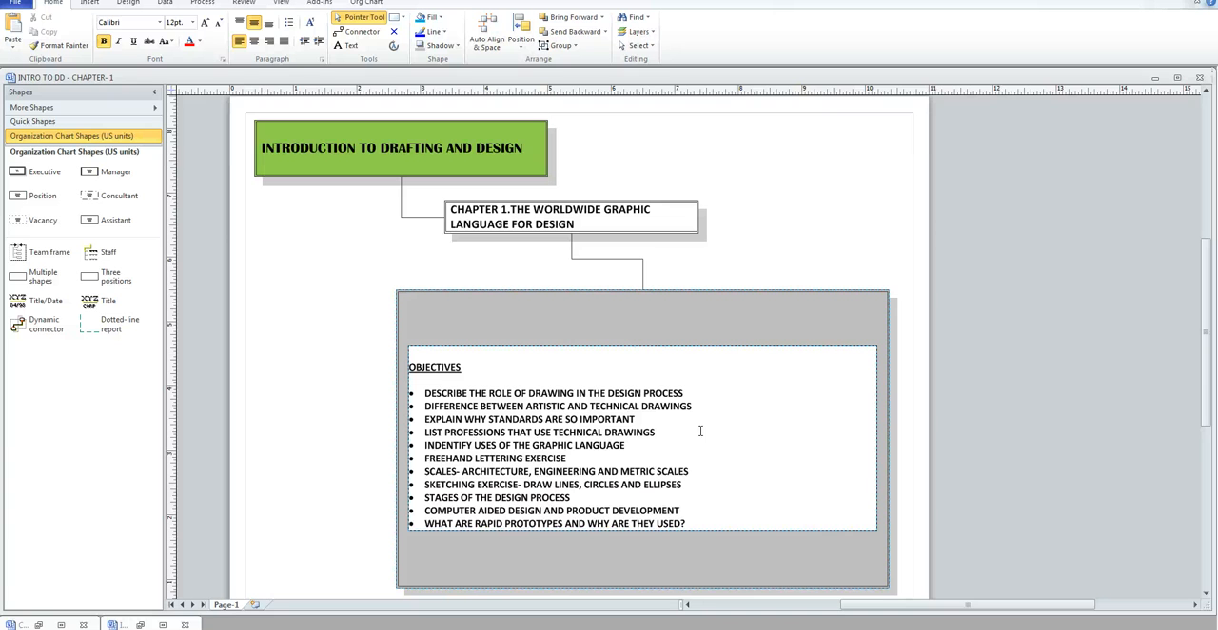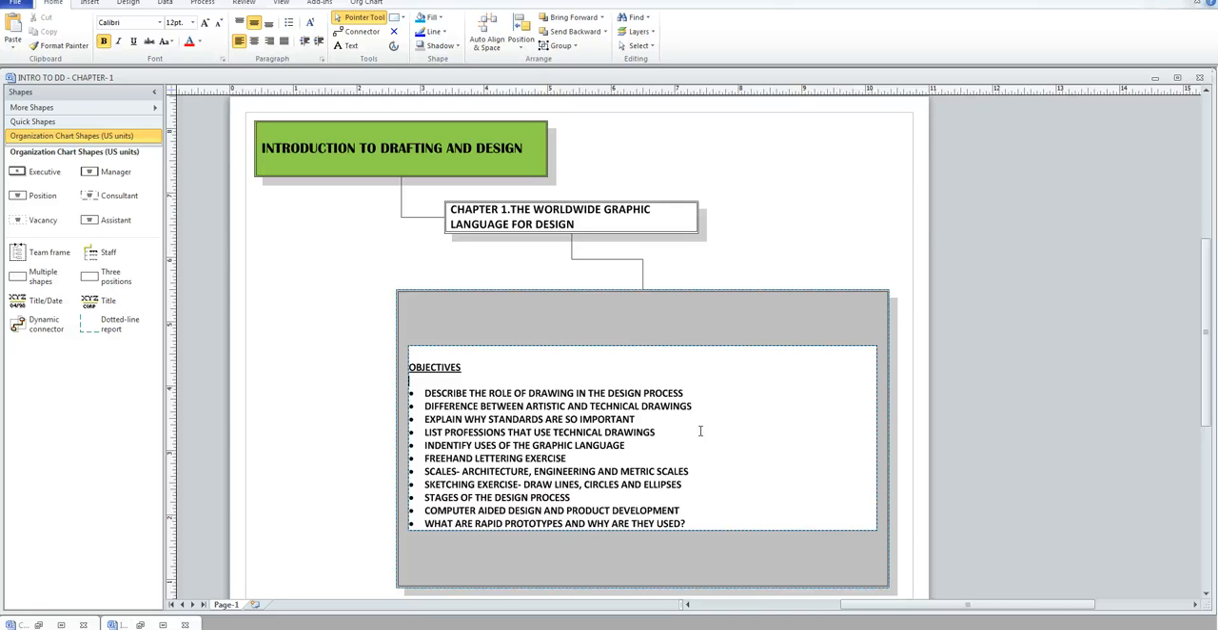So it's really important as an engineer or designer or architect to learn how to do some freehand lettering, and you have to be nice and precise and clean. It's really important because again we will be working with a lot of freehand drawings. The next is scales, where we cover architecture, engineering, and metric scales. We have some sketching exercises coming up where we would learn how to draw lines. We learn how to draw circles and ellipses.